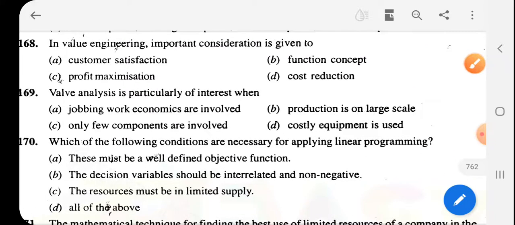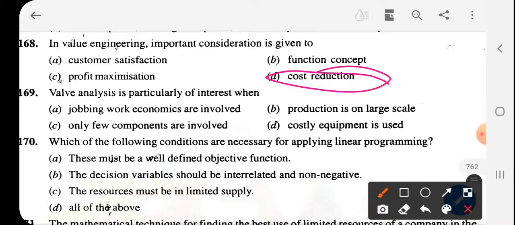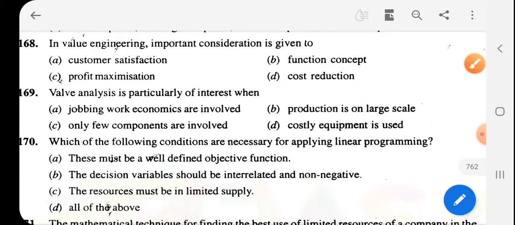In value engineering, important consideration is given to cost reduction, because we have to reduce the cost but maintain the same quality, then only you get more value.